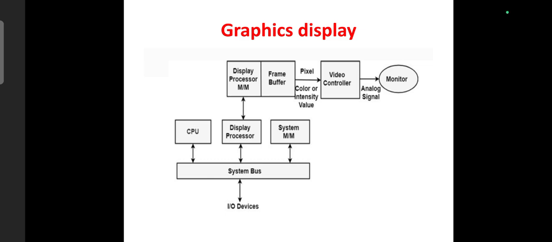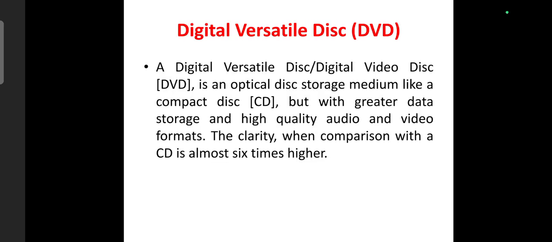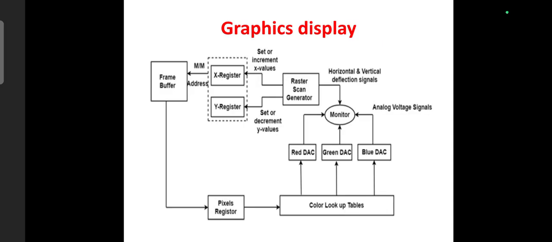So this slide shows the graphics display, which contains system bus, I/O devices, display processor, system memory, CPU, display processor, frame buffer, video controller, and monitor. So this shows how a display is projected from I/O. So it looks like a basic microprocessor system. So that's all about LED and LCD.